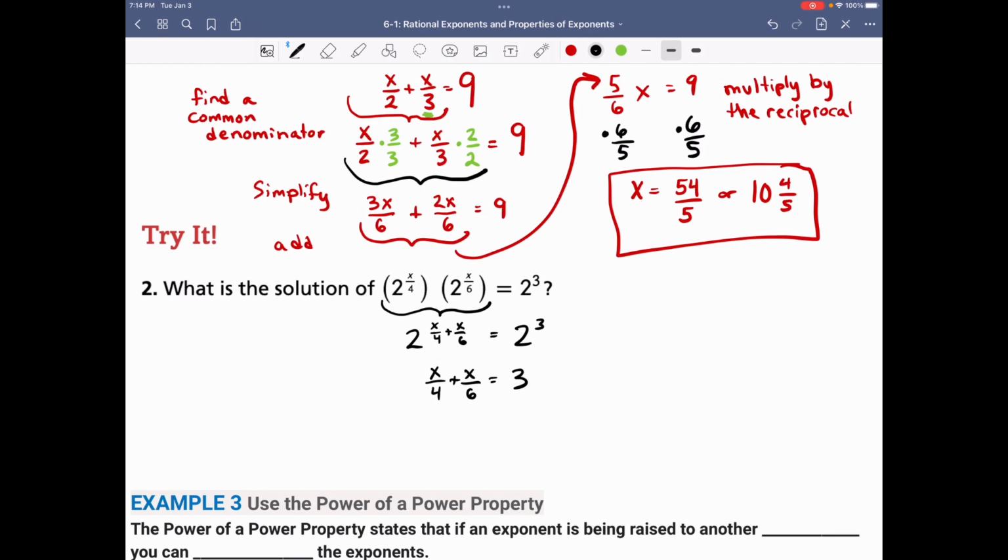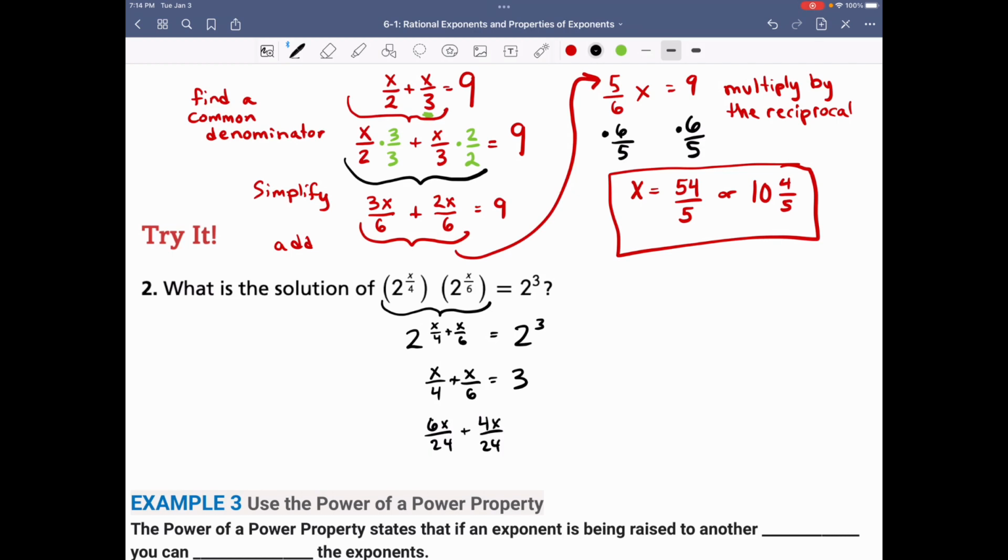And then we can find that common denominator. So 4 times 6 is 24. So the common denominator will be 24. And we multiplied 6 on the first one. So we have 6x over 24 plus 4x over 24.